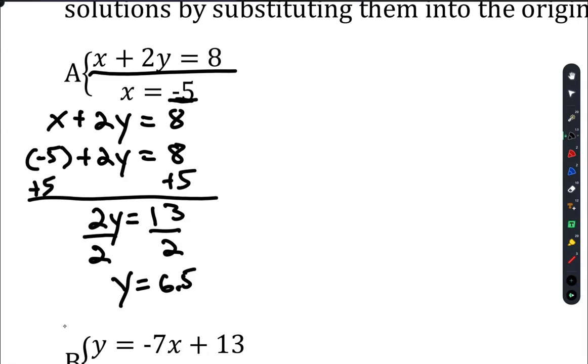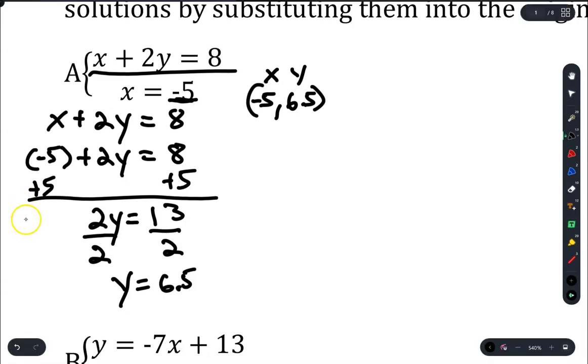We're looking for coordinates. We're looking for an x and a y. The x is already given, negative 5, and the y is 6.5. And that's it for A.